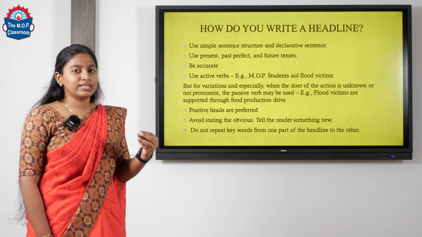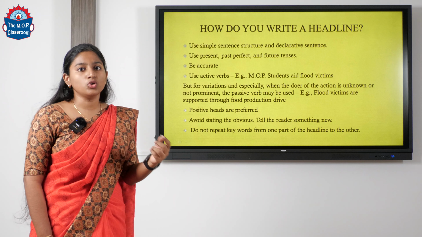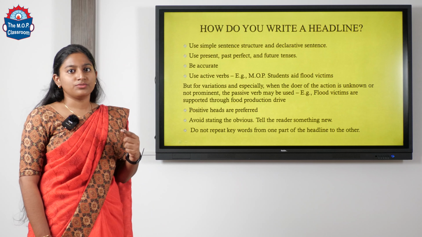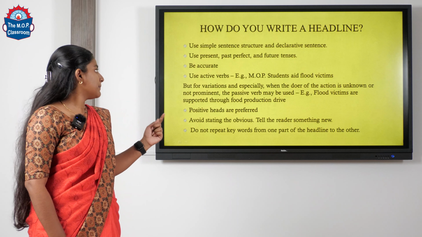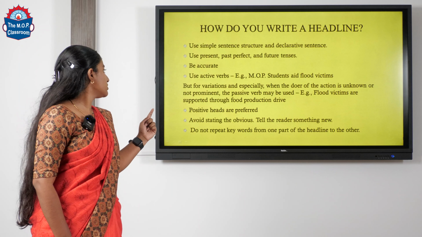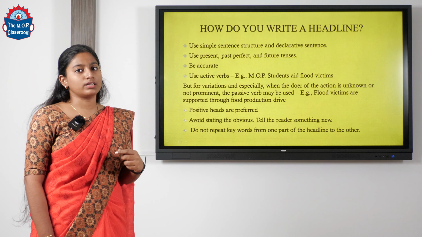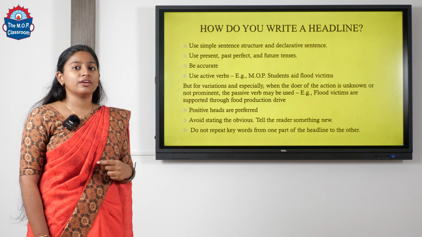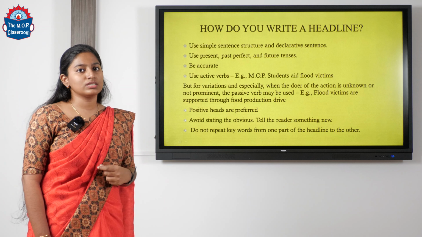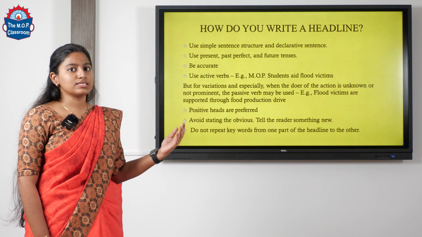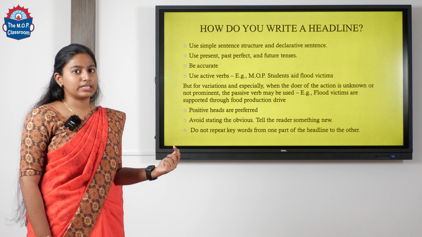But for certain exceptional cases where you don't know who is performing the action, you can use passive verbs also. For example, flood victims are supported through food production drive. We don't know who is organizing or conducting the food production drive. Therefore, passive verbs can be used in such exceptional cases. And positive headers are preferred over the negative ones.